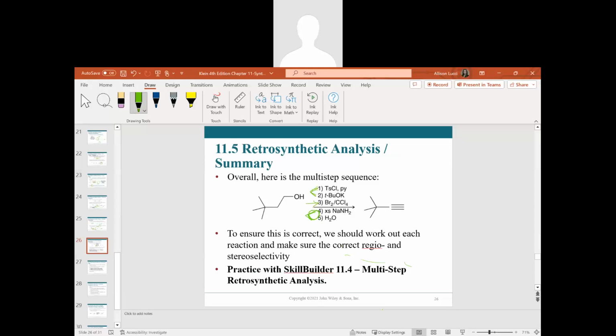So we should make sure that when we work these through in the forward direction now, we check that the regiochemistry and stereoselectivity are correct if we do have any stereoisomers created. And we should always remember that when asked to perform an efficient synthesis, we always want our desired product to be our major product. So we should not create any minor products through our selection of the reagents chosen.